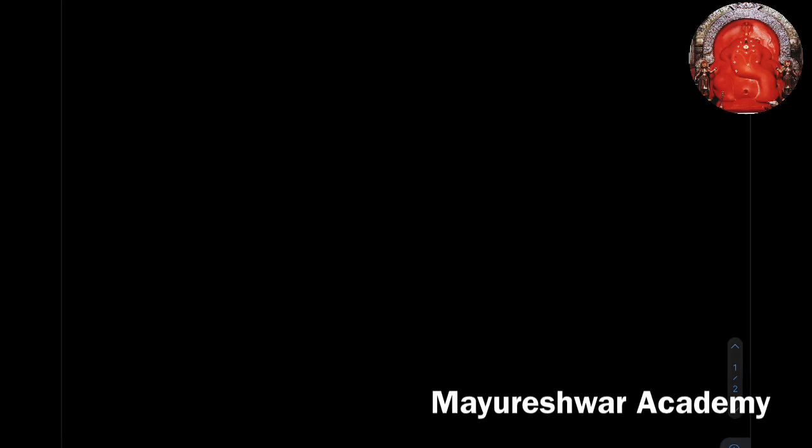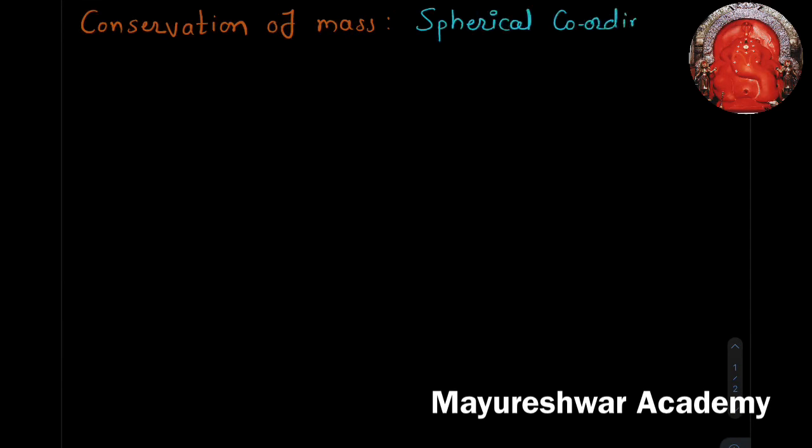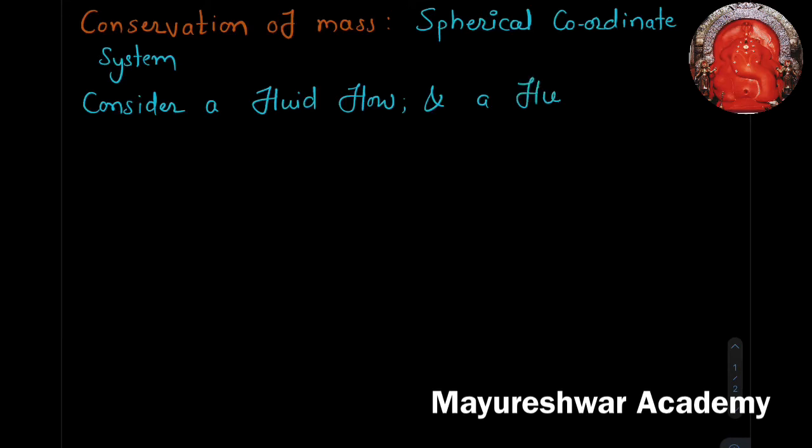Hello and welcome. In this video we are going to derive conservation of mass, in continuation with earlier videos, into the spherical coordinate system. The cylindrical and Cartesian derivations we have already covered in earlier videos, so go through them. Here we are directly going to consider a fluid flow and a fluid element within it, and let us try to formulate.